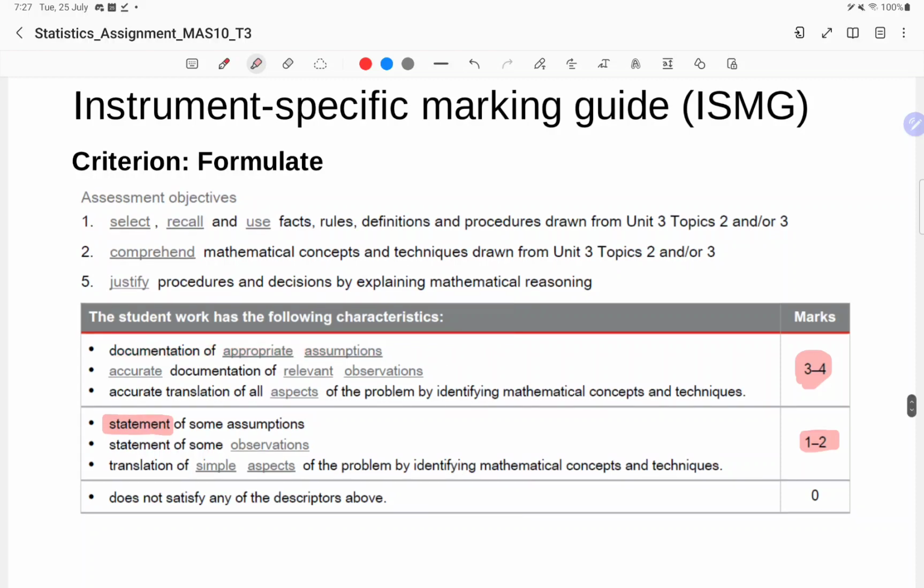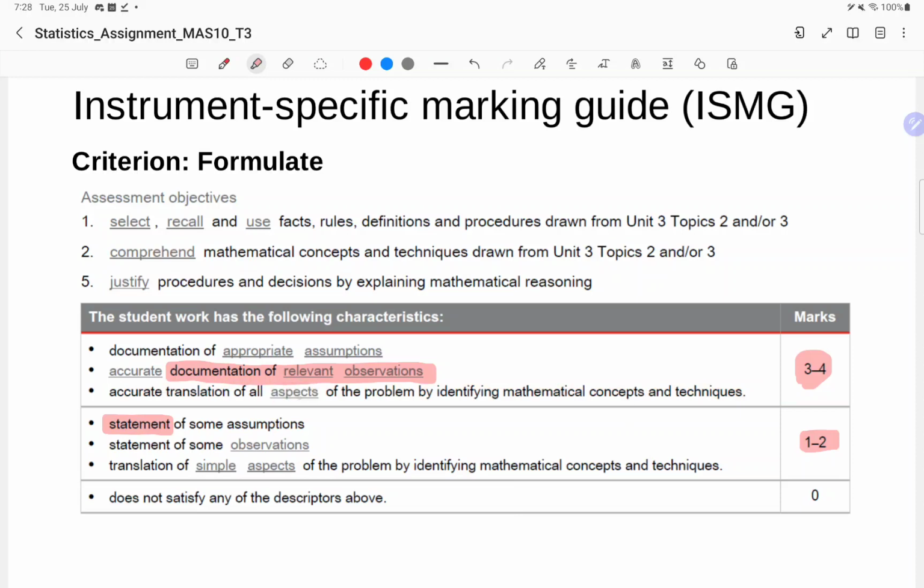Good, very good, yeah? So you see keywords again, accurate, and then documentation of relevant observations. So you got to write observation that is accurate, and it's a documentation, which means you have to say why you're including the observation. Okay? And then accurate translation of all aspects, and define okay, this is different. This is the mathematical concept.